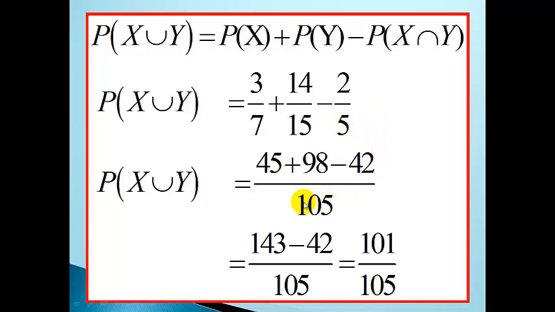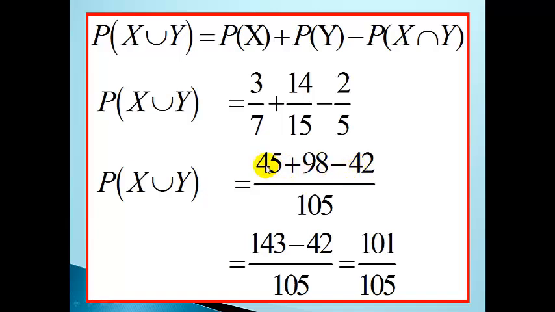So what we have to do is to find the LCM of 7, 15, and 5. Now 7 goes into 105 15 times. Then we multiply the 15 by the numerator. So 15 times 3, the answer is 45, plus 15 also goes into 105. Then whatever you get, we multiply by 14, and that will give us 98. Take your time and simplify this. Minus 5 also goes into 105. This is 21 times. When we multiply the 21 by 2, the result is 42.